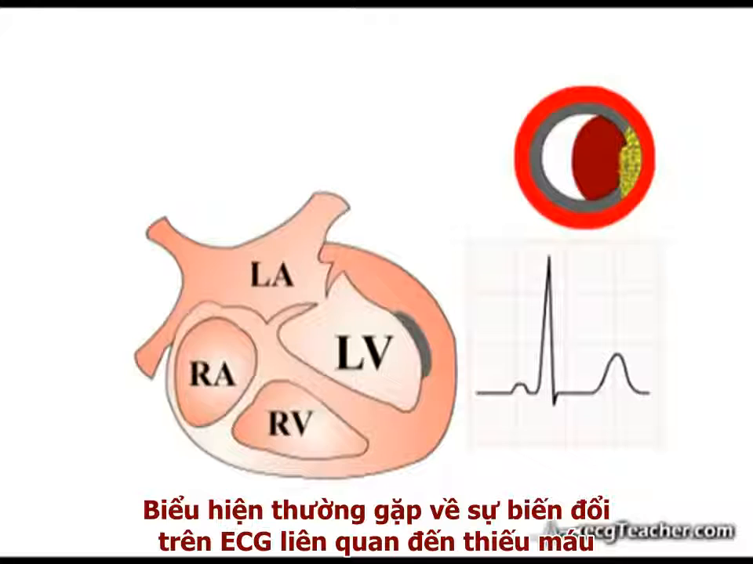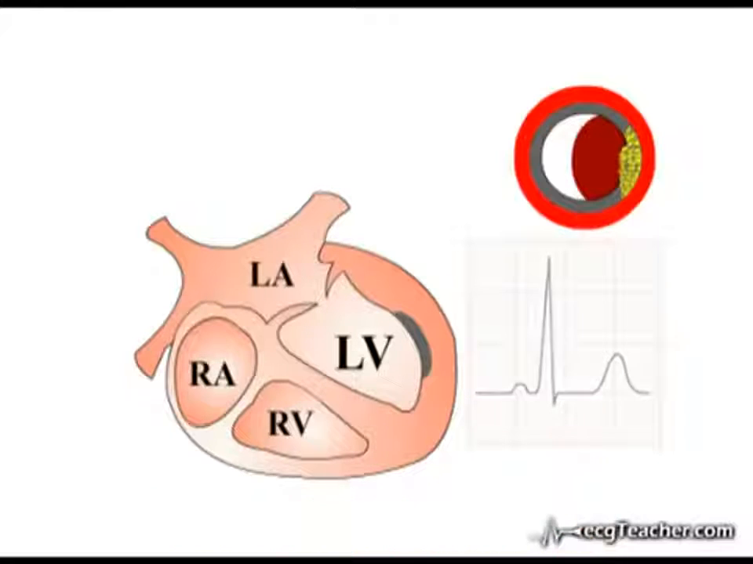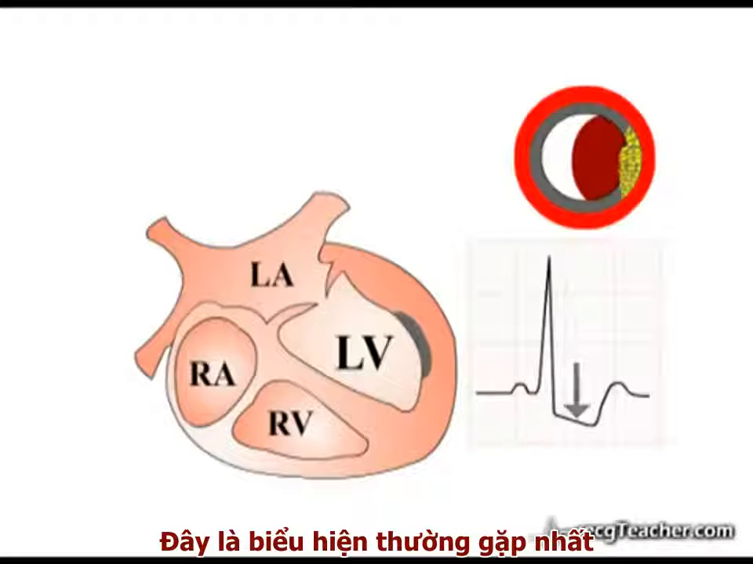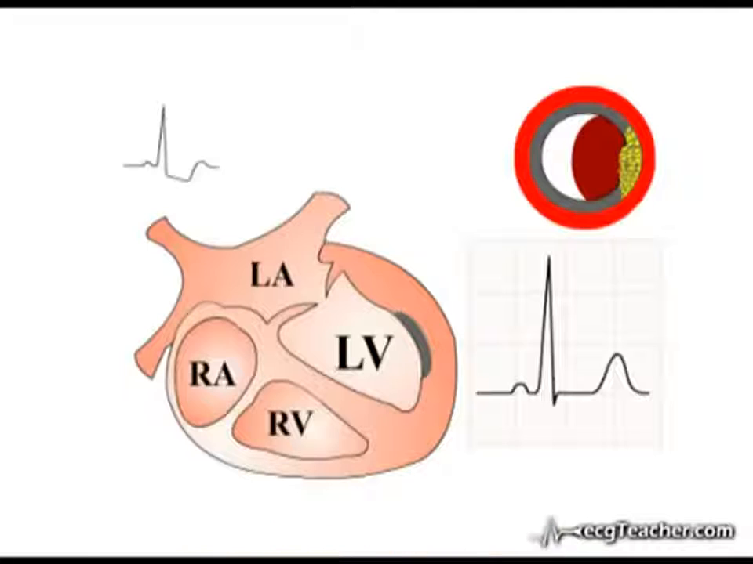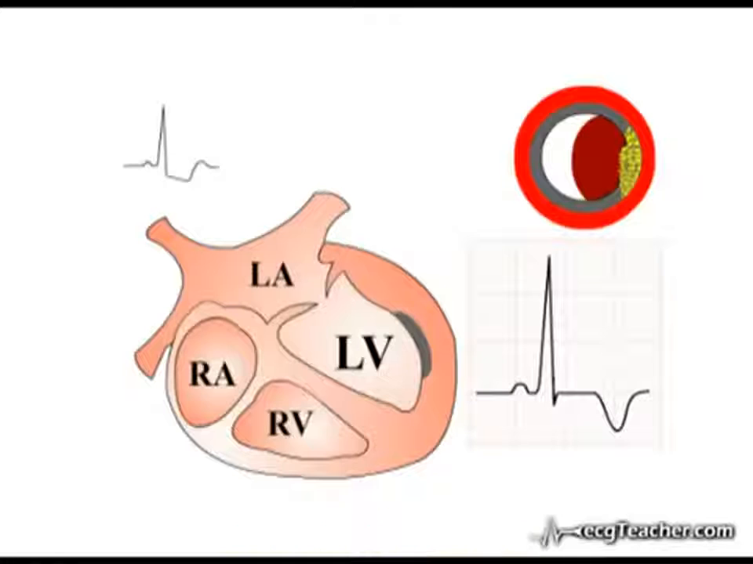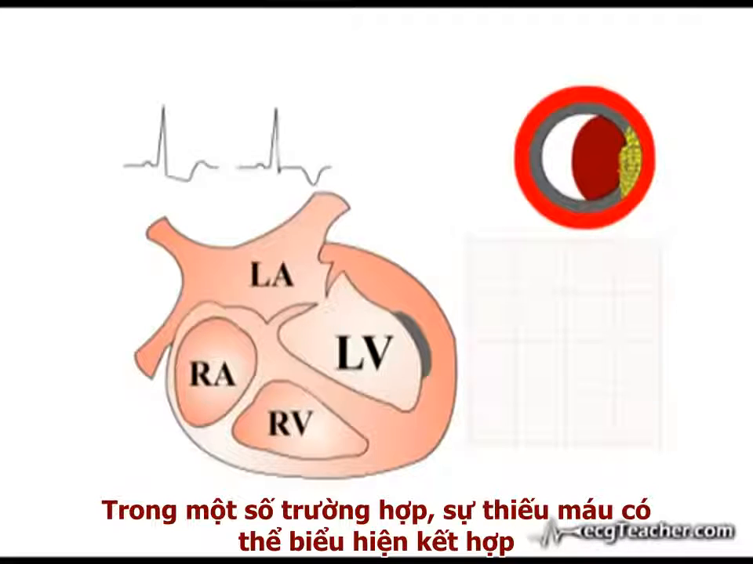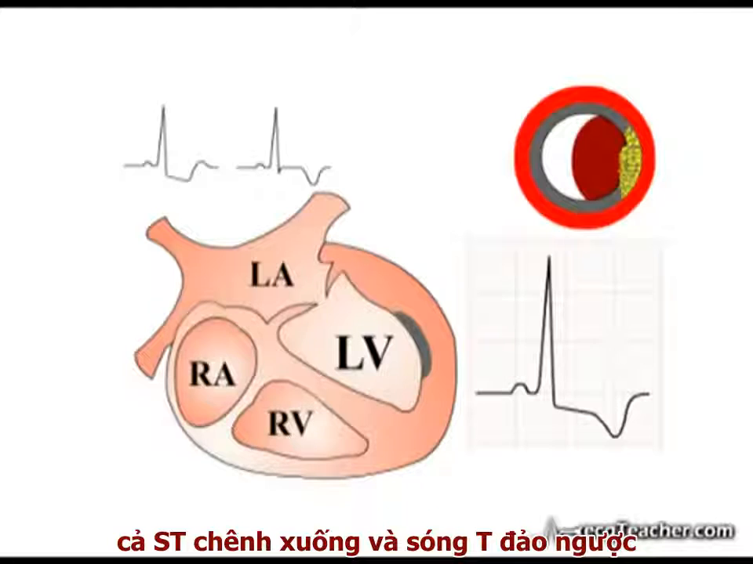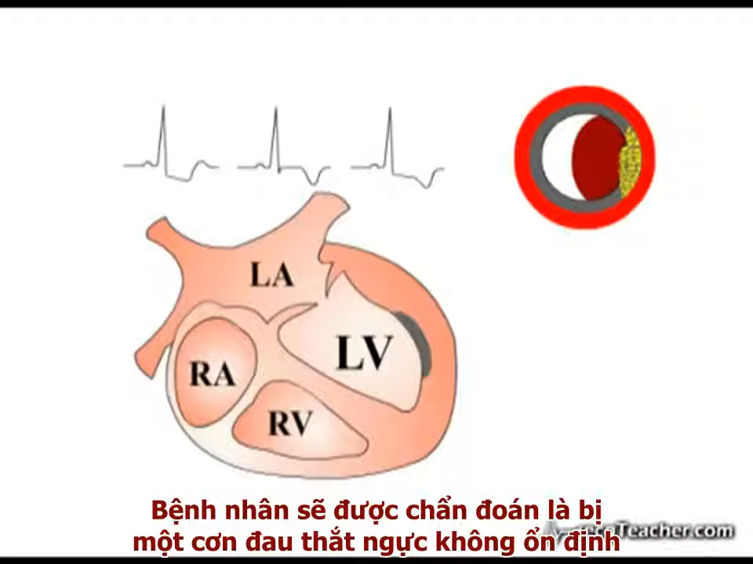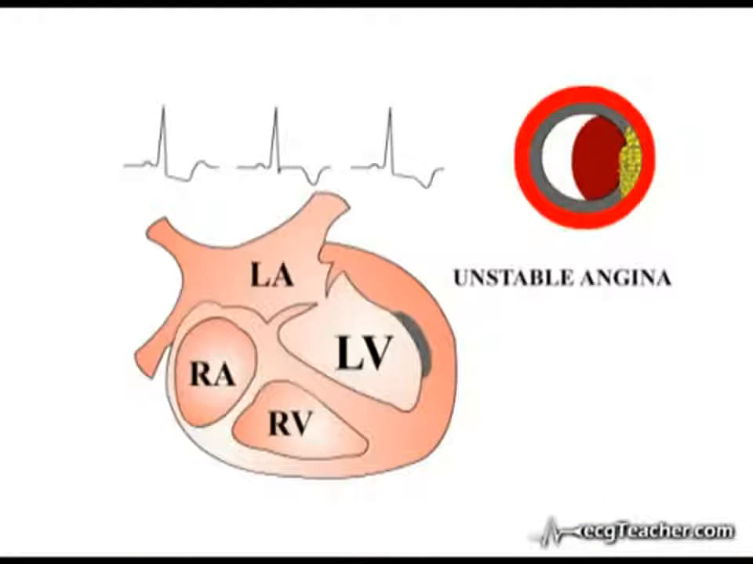However, the classical ECG abnormalities associated with ischemia are depression of the ST segment below the isoelectric line. This is the most common finding. Or, as illustrated here, inversion of T waves in leads with dominant R waves, loss of concordance. On occasion, ischemia manifests as a combination of both ST segment depression and T wave inversion. If such an episode of partial occlusion resolves with no infarct developing in the ischemic area, the patient is said to have suffered an episode of unstable angina.